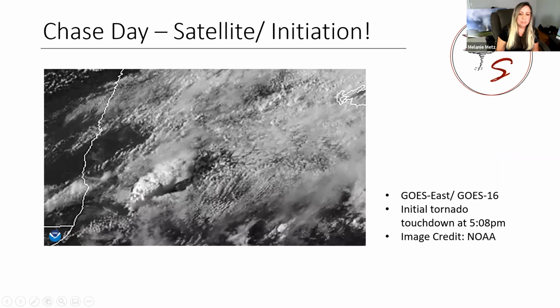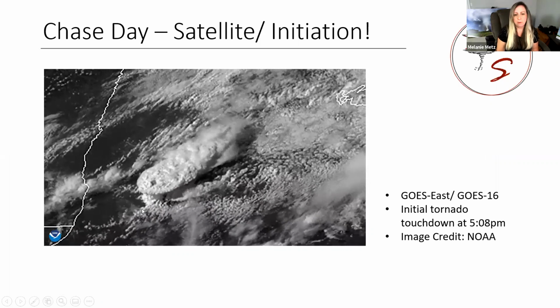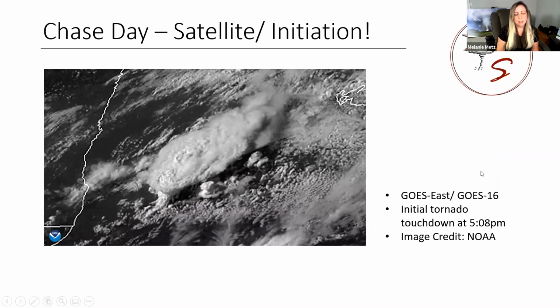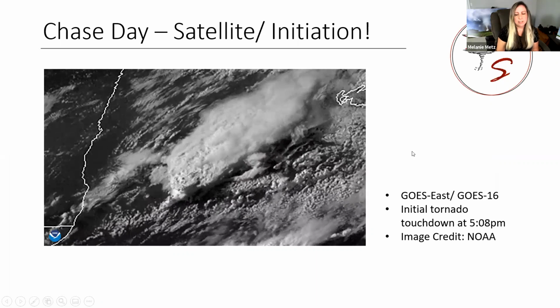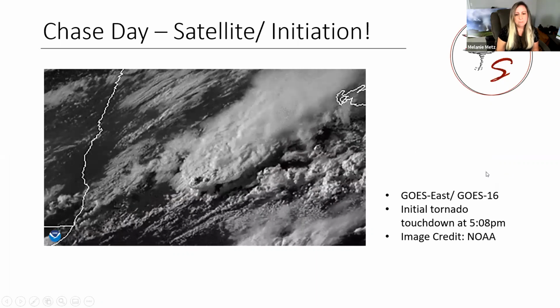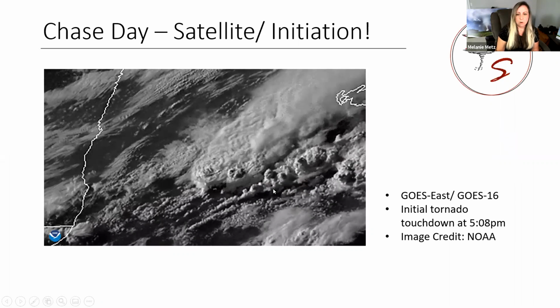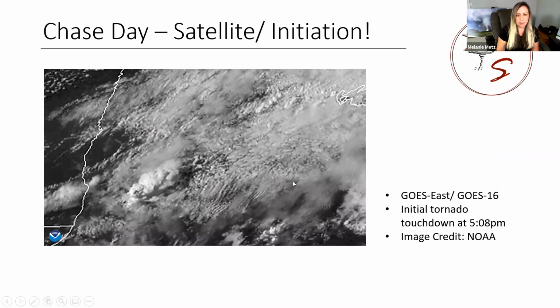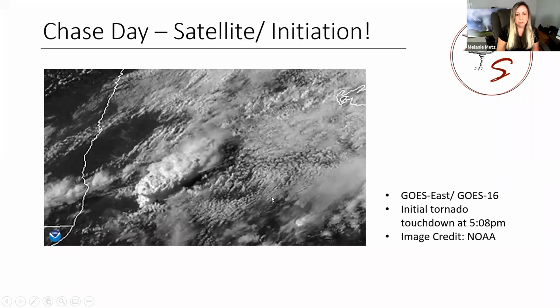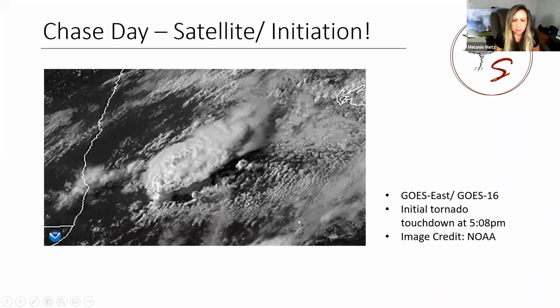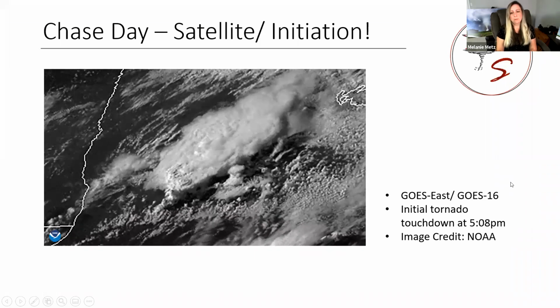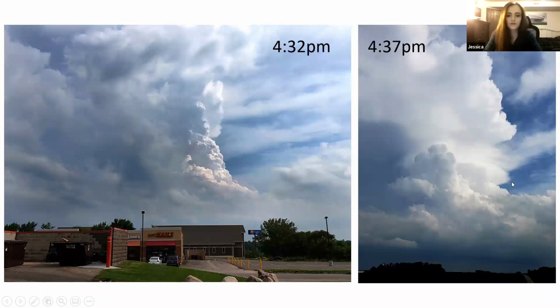So we could see on satellite, actually at this point Brad and I were just getting into Fergus Falls right when we saw that tower go up on satellite. And as you can see, more storms developed. There was actually another tornado further east with one of the other storms that developed on this day. This is a cool image.